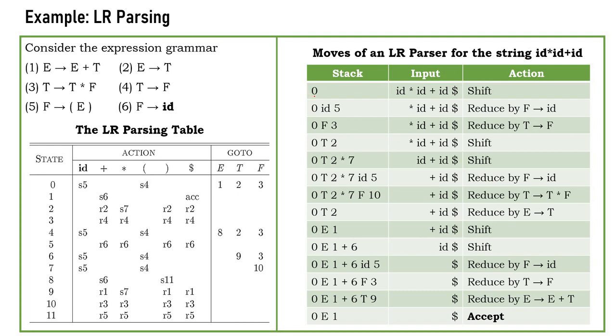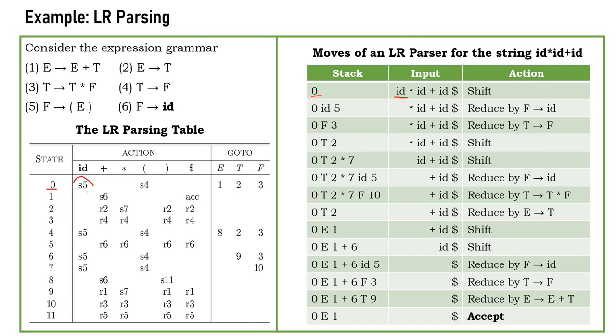So here in the stack, normally at the bottom of the stack there will be a dollar, but here we are mentioning the initial state. Okay, and in the input buffer we have to mention the parse string. So here we have taken the parse string ID star ID plus ID, and at the end of the buffer we have to mention the dollar. Okay, first what we have to do, we have to check this 0 and ID in this table.